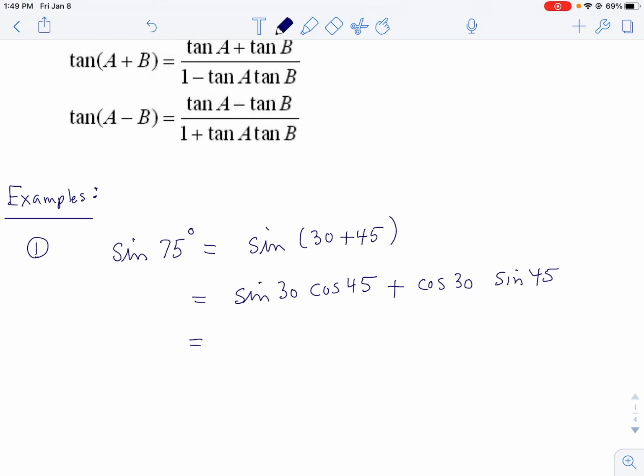And again, rewind if you have to. And then you can find all these values. These are all values in your trig chart, or not for you, I think they're memorized, right? Sine of 30 would be a half. Cosine of 45 is root 2 over 2. Cosine of 30 is root 3 over 2. Sine of 45 is root 2 over 2.